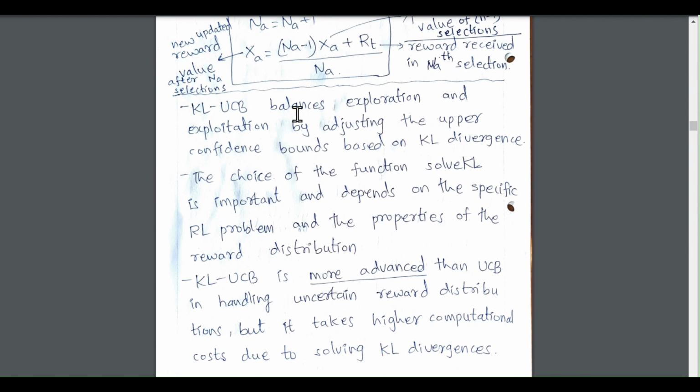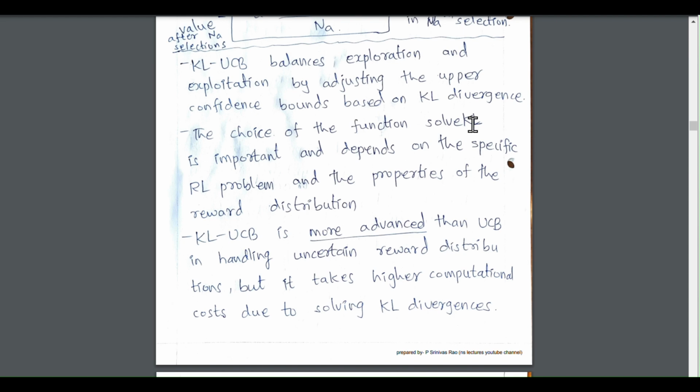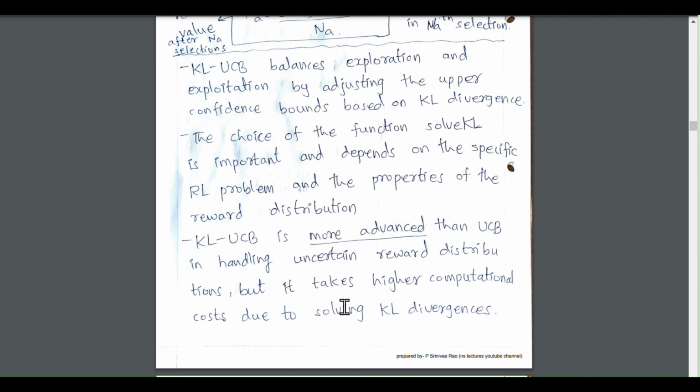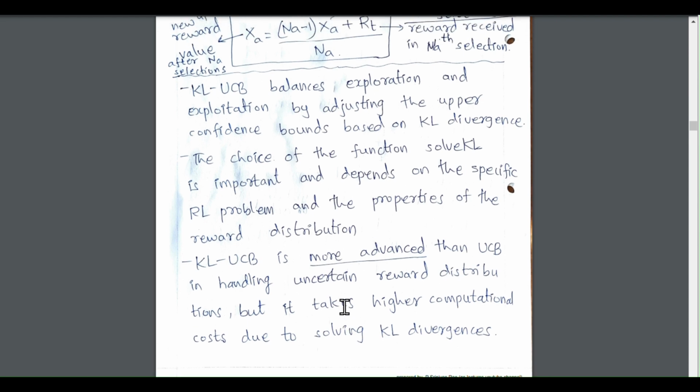The KL-UCB algorithm balances exploration and exploitation by adjusting the upper confidence bound based on the KL divergence. So as I already said, the main aim of the KL-UCB algorithm is to balance exploration and exploitation and to solve multi-arm bandit problems. So the choice of the function for solving KL is important, and it depends on the specific RL problem and the properties of the reward distribution. As I already said, KL-UCB is more advanced than UCB in handling uncertain reward distributions, but it has higher computational costs due to solving KL divergence.